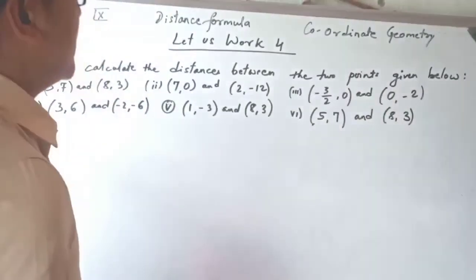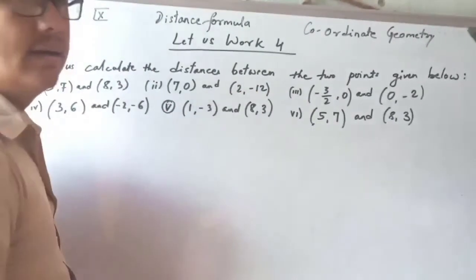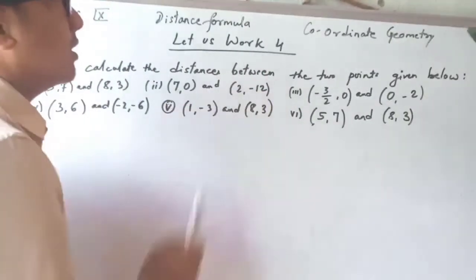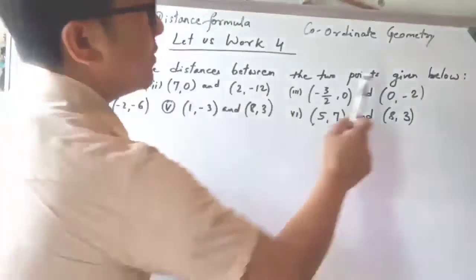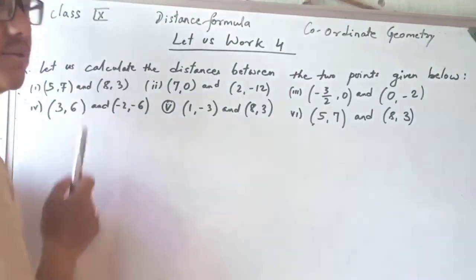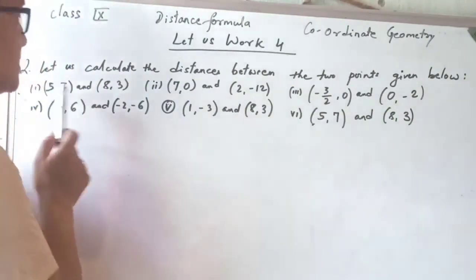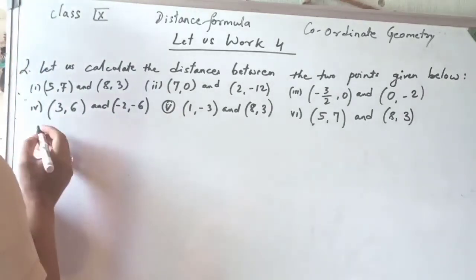Hello student, today we are going to learn the distance formula in coordinate geometry of class 9. Now we are going to work on question number 2. Let us calculate the distance between the 2 points given below. The first question is (5,7) and (8,3). We have to find out the distance between these 2 points.